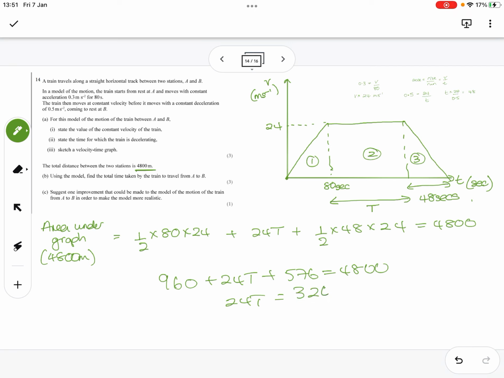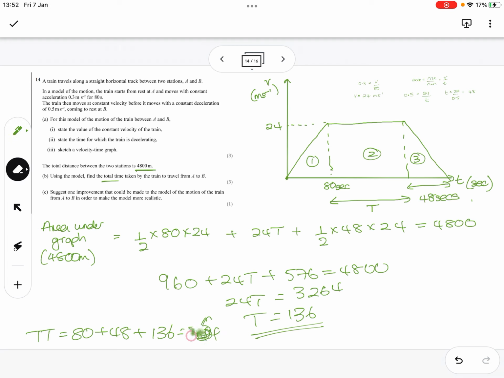Oh, that's a horrible number. 3264. So T equals that divided by 24, which gives us 136, which is a really nice number. But we want the total time, so we've got to add all that on. So total time would be 80 plus 48 plus 136 plus 80 plus 48, which gives me 264. I think I'll write that again. 264 seconds is the answer to that one.